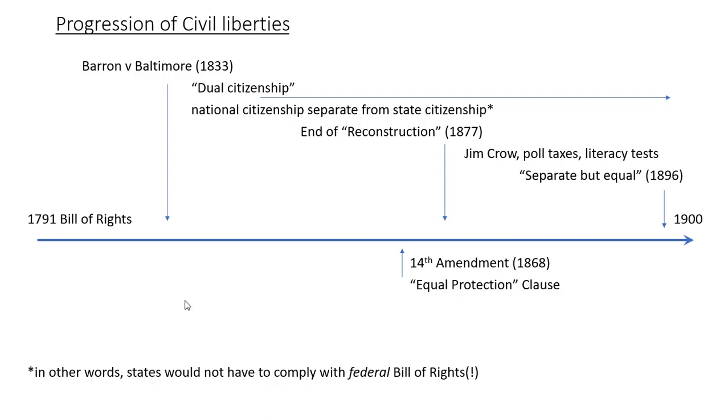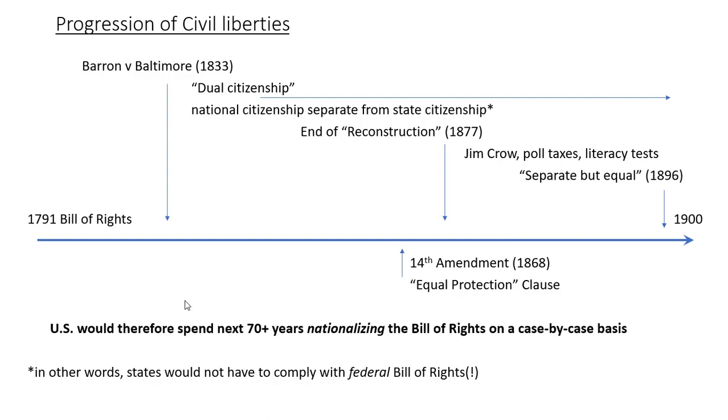So what we'll see as we move on into the next century is that, on a case-by-case basis, the United States would progressively nationalize the Bill of Rights, primarily by enforcing the Equal Protection Clause, where states would have to comply to the federal Bill of Rights.